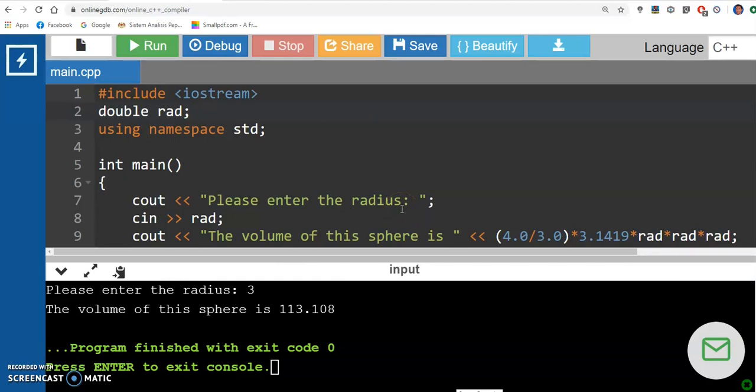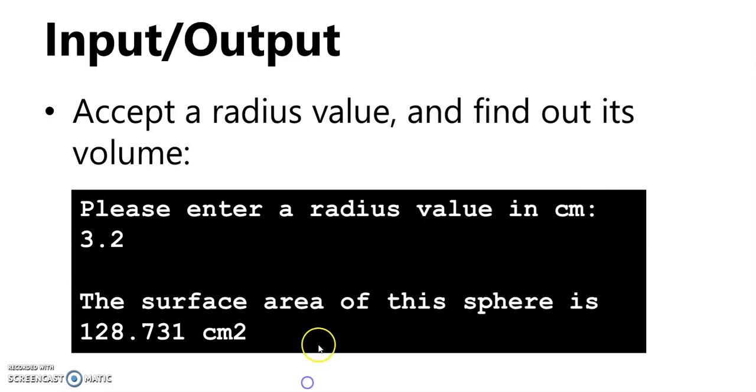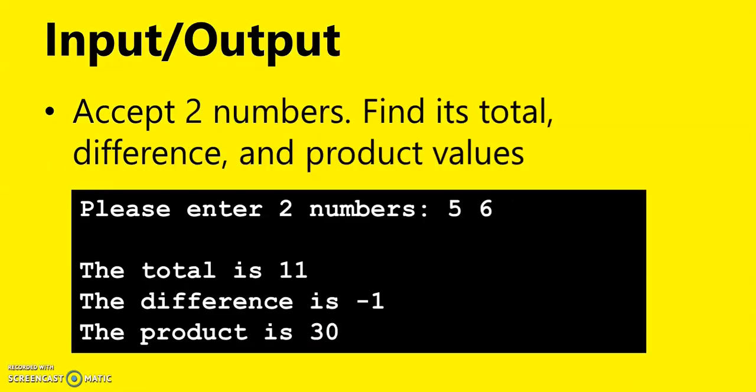As you can imagine, you can go back to this example and change it. For example, if the question asks you, please enter the size of a rectangle and find its volume, for example, if given the height, you can just change the formula and make sure that you are using the right data types, not integer. And I leave it to you with the homework. Accept numbers and find the total, the difference, and the product values. You should be able to do it with what you have learned today.